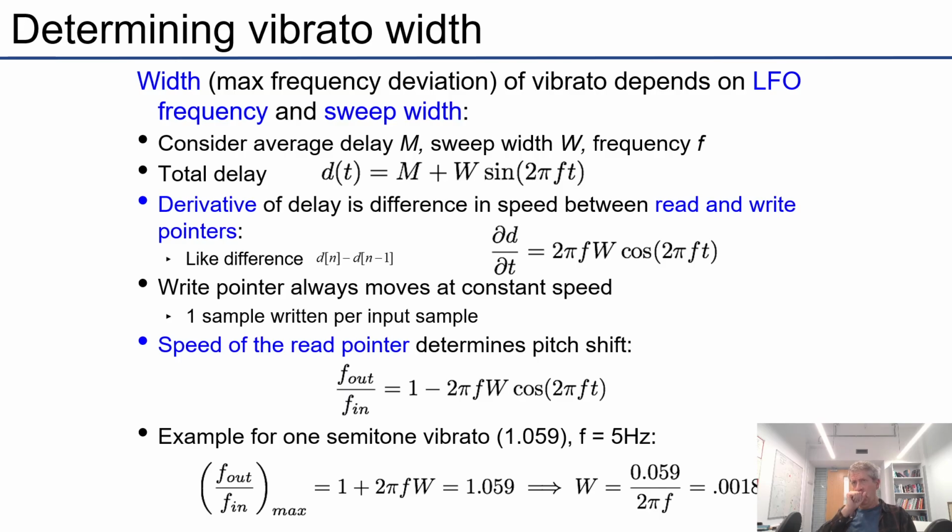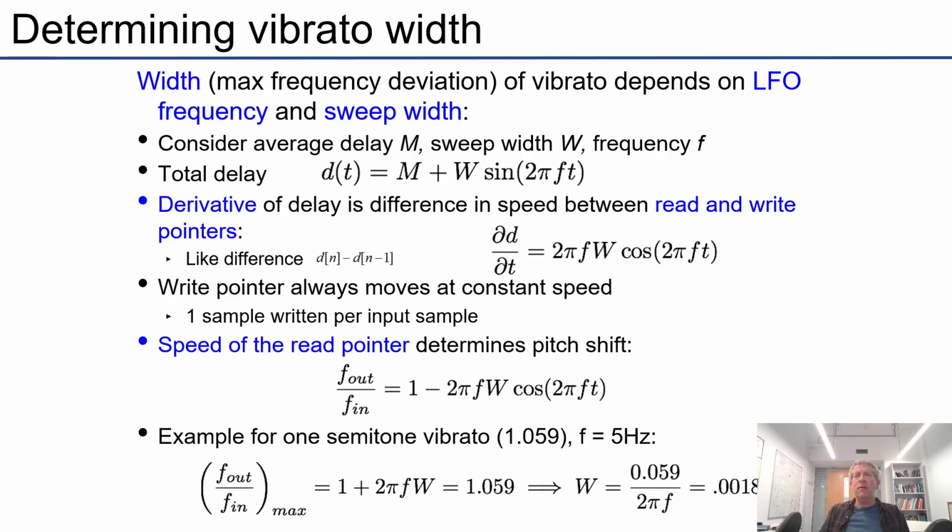So let's take an example where the LFO is some form of sine wave. It has an average delay M, a sweep width W, and a frequency F. This can be written as M plus W times sine of 2 pi f t equals the delay d of t.